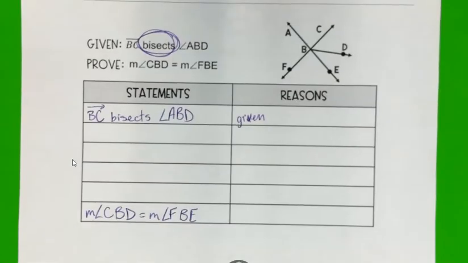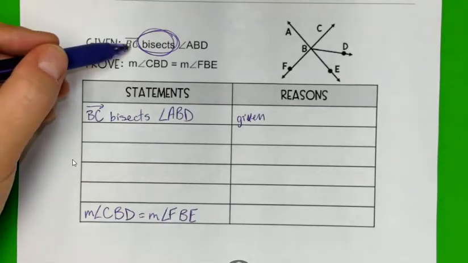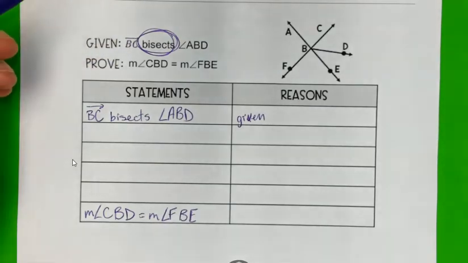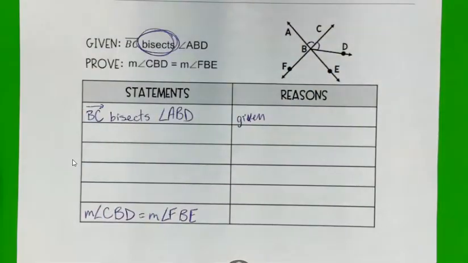So let's look over at our picture and let's draw what is written out. We've got ray BC bisects ABD. So we know that this and this are congruent.